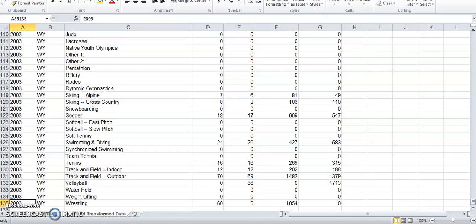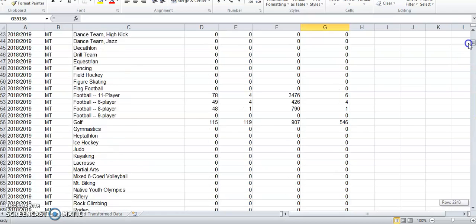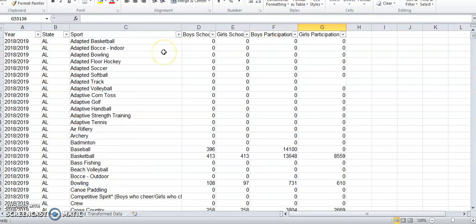So I have extracted this data from the internet, and this data basically belongs to sports on the basis of states of the United States of America. It represents the number of participations of boys and girls in different schools on the basis of years.